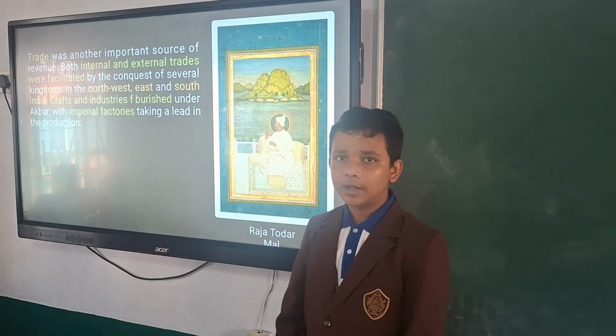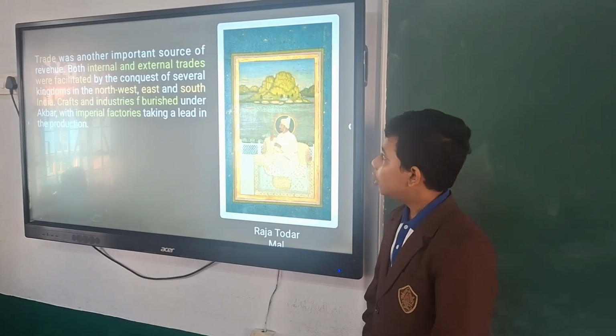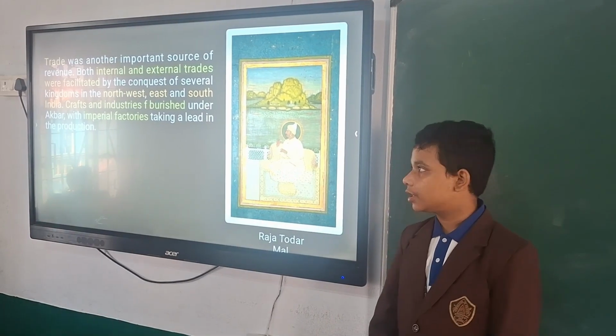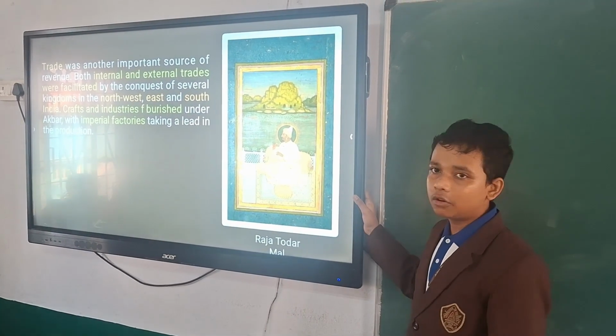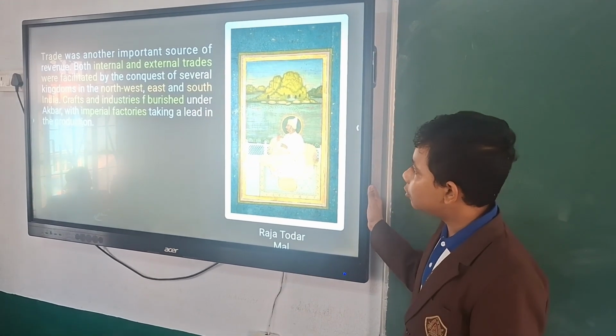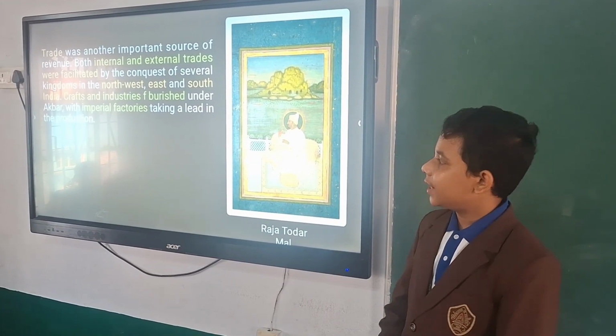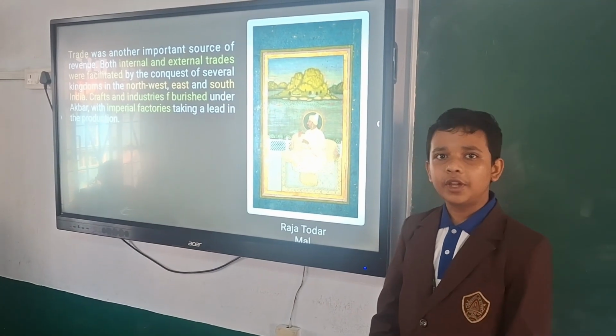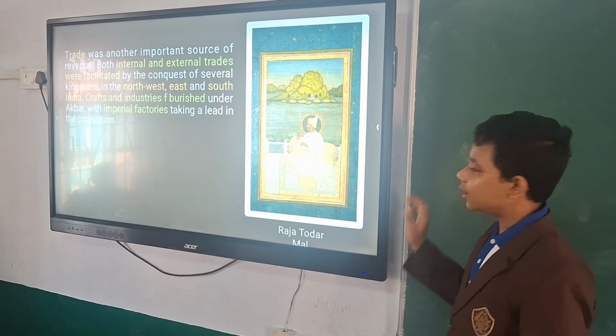Another important source of income during the Mughal Empire was trade. Both internal and external trades were facilitated by the conquest of several kingdoms in the northeast, west, and South India. Crafts and industries flourished under Akbar and imperial factories took a lead in the production.